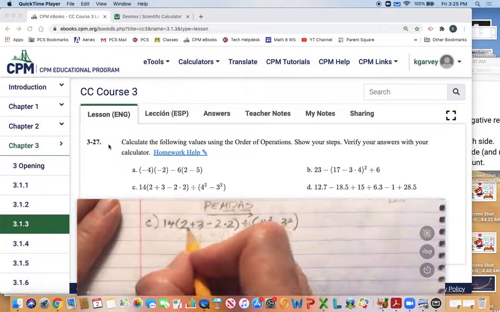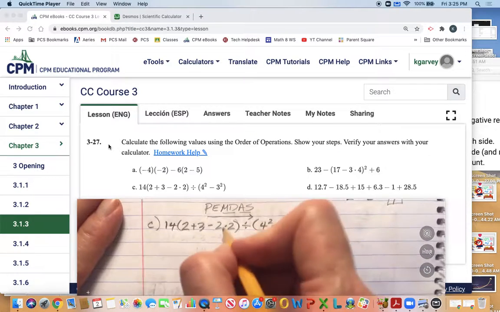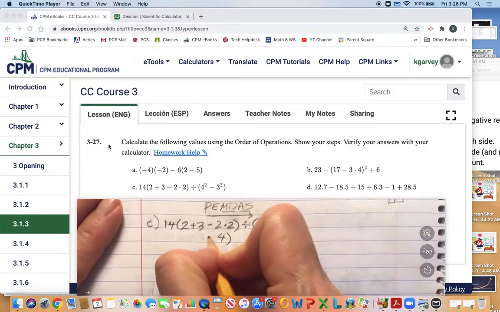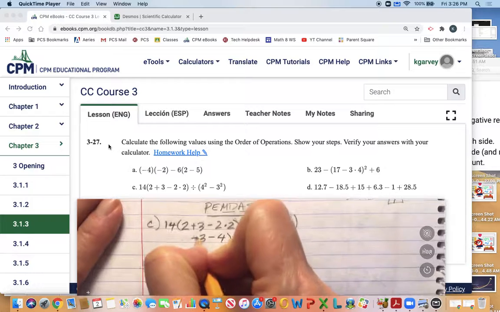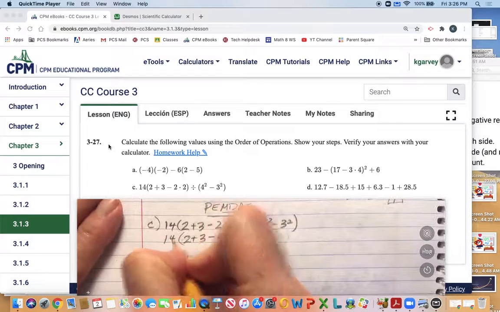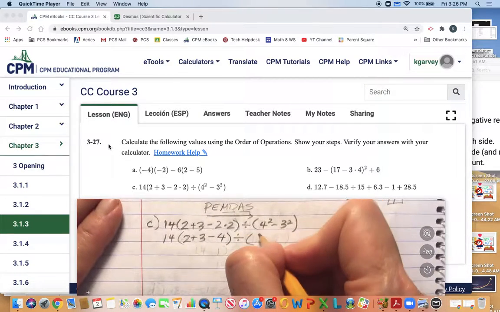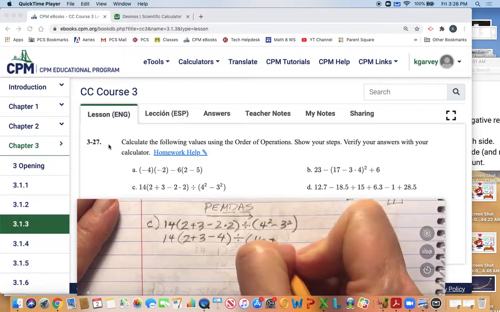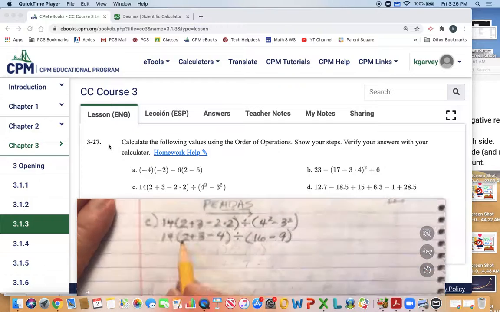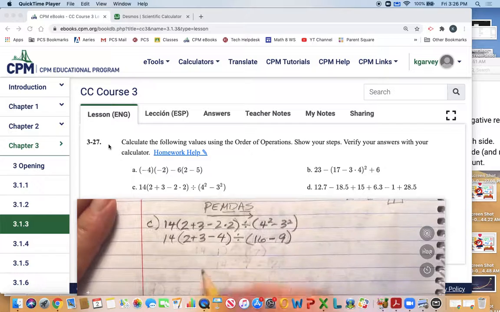Inside the parentheses, we'll notice there's plus, minus, and multiplication. So we need to do that multiplication first. 2 times 2 is 4. And we still have the rest of it. We'll just rewrite it, times 14. And then inside these parentheses, 4 squared is 16, and 3 squared is 9. So we've simplified that, and we still need to resolve what's inside the parentheses.